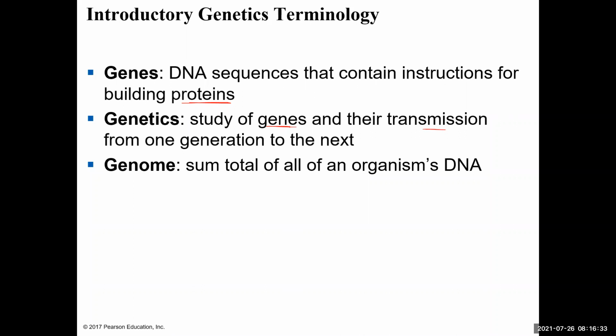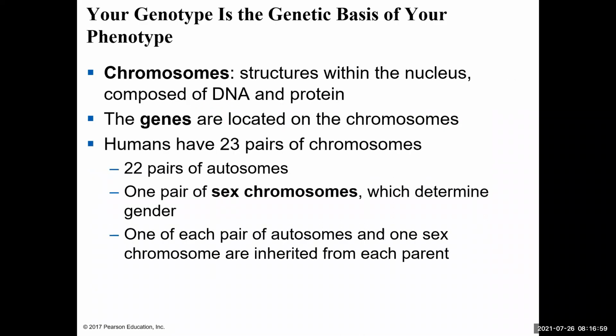Now, if we look at all of the genes, all of the DNA that is in an organism, that's known as its genome. So, whenever somebody says the genome has been sequenced for a particular organism, we're basically saying that all of the DNA has been sequenced and we know what that structure looks like in terms of its base pair composition. Now, your DNA is made up of chromosomes. So your DNA is found on your chromosomes.